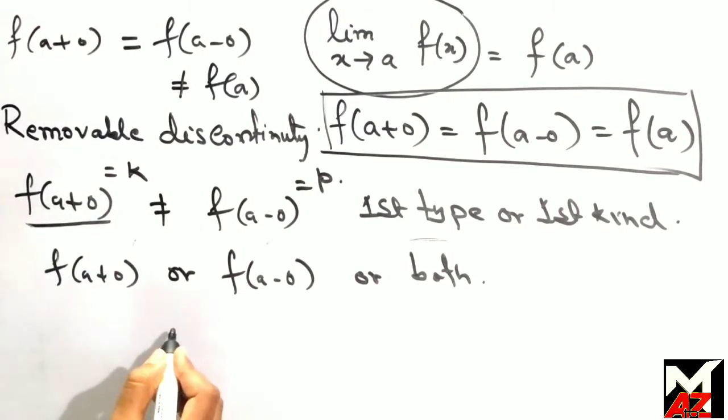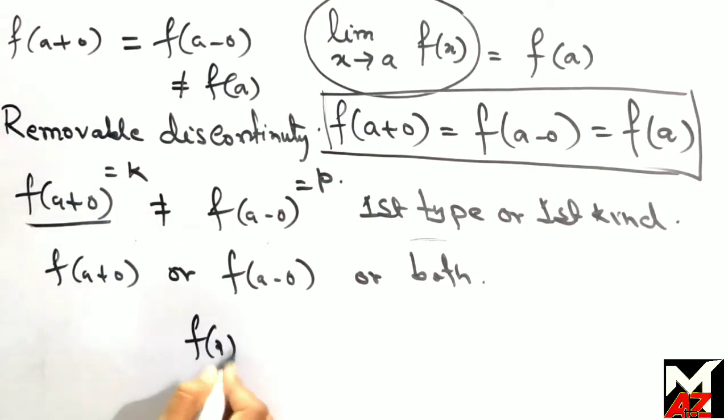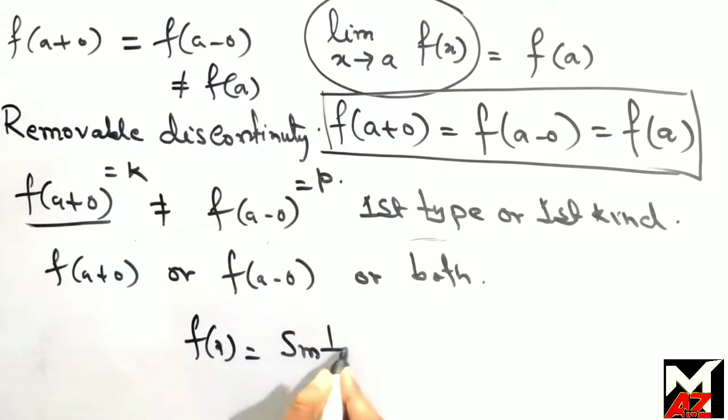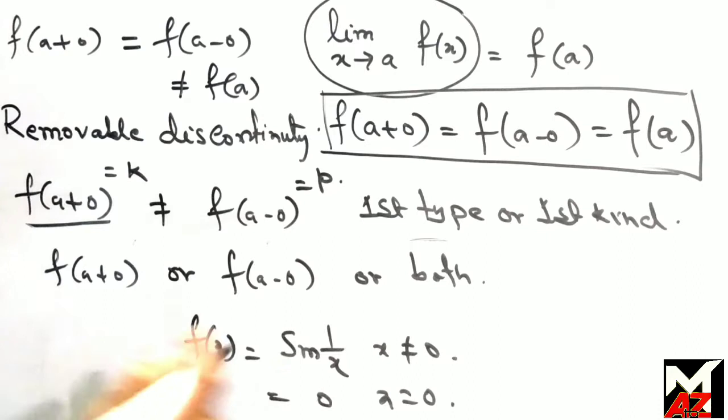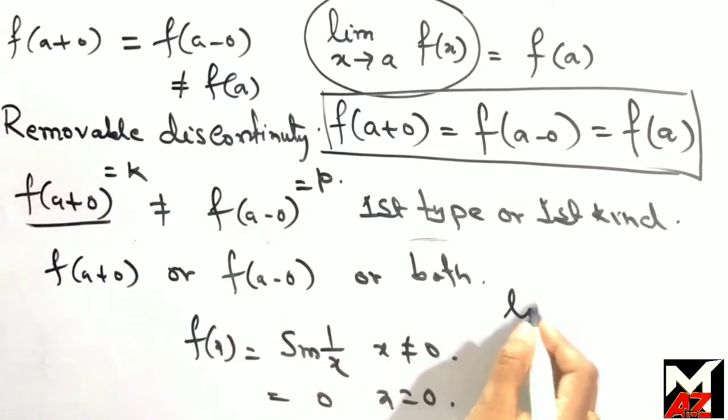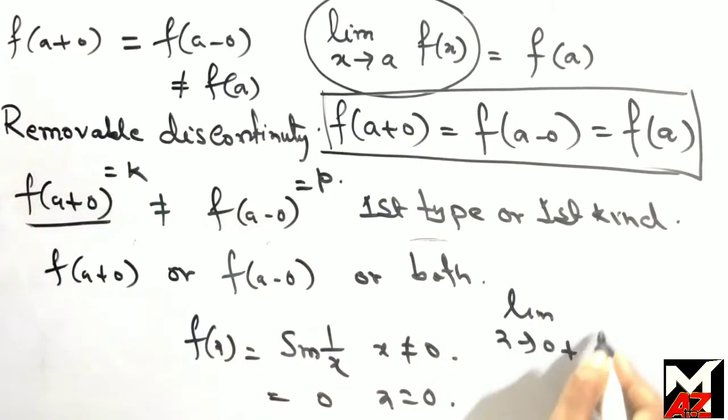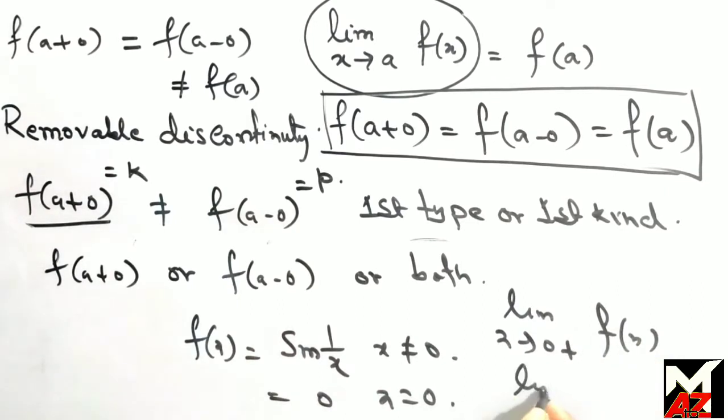If we consider an example, f(x) = sin(1/x) for x not equal to 0, and f(x) = 0 for x equal to 0, we know that the limit as x tends to 0 plus of f(x) and the limit as x tends to 0 minus of f(x) both do not exist. So this type of discontinuity is the second kind of discontinuity.